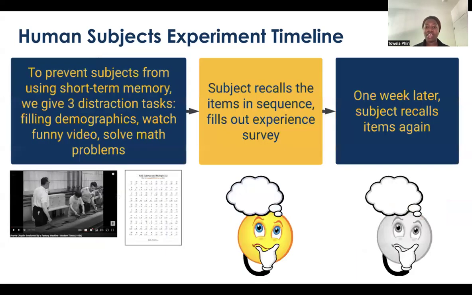Once they had finished memorizing that, we wanted to test how well they can memorize the items. And so we wanted to prevent the subjects from using their short-term memory. So we gave them three distraction tasks, which comprised of filling out their demographics, watching a funny video, and solving some quick math problems. And so after that, the subjects recalled within 5 minutes, and we gave them a survey about their experience. And 1 week later, after they came into the lab, we asked them to recall the items again.